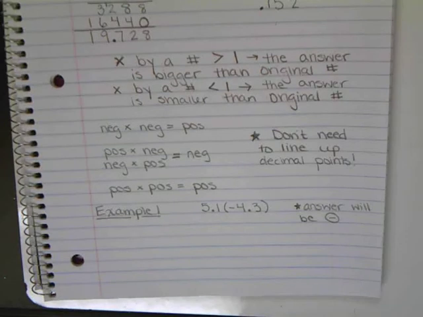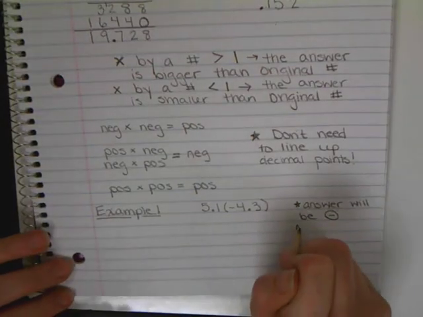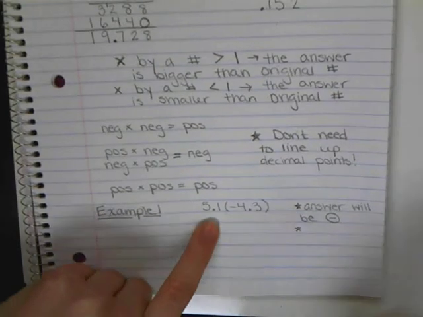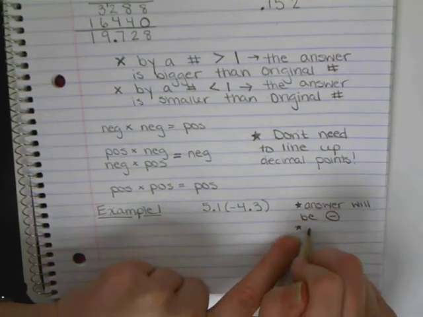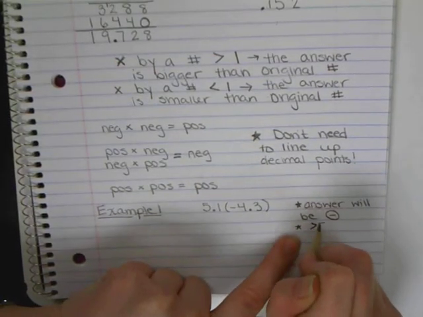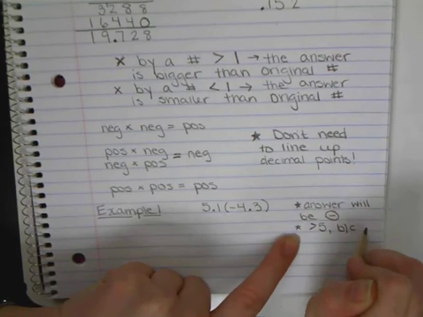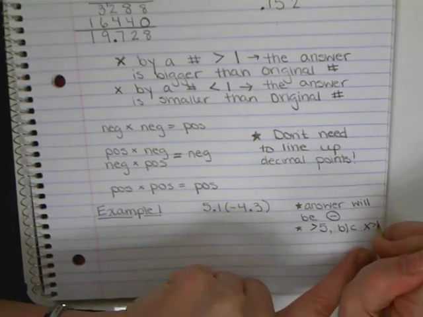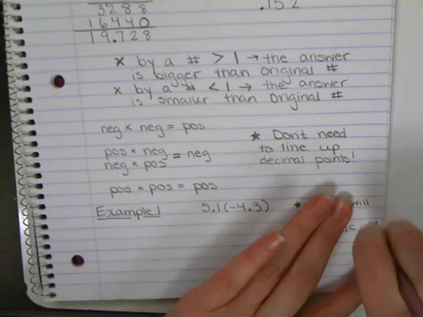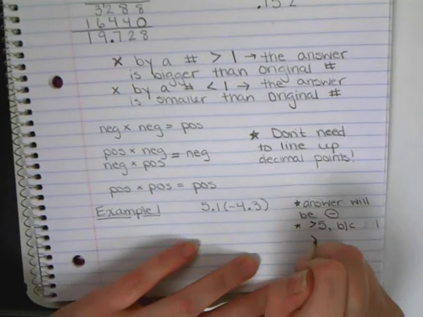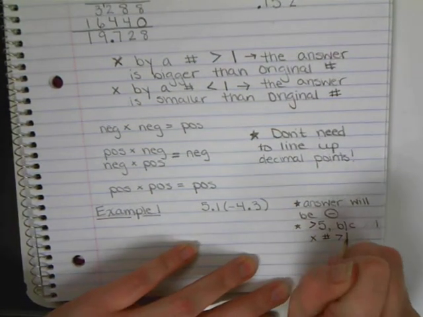What else can you tell me about my problem besides my answer is going to be negative? Well, they're both bigger than 1. So my answer is going to be bigger than 5. My answer is going to be greater than 5 because you're multiplying by a number greater than 1.